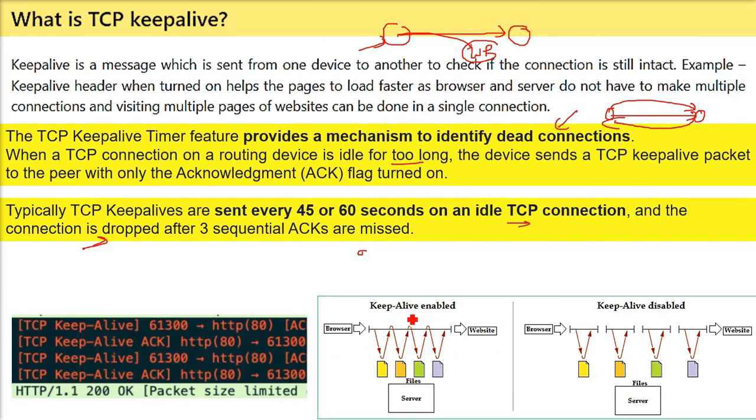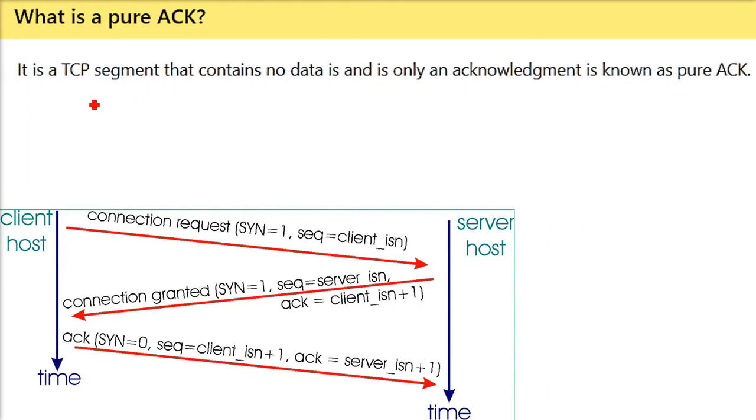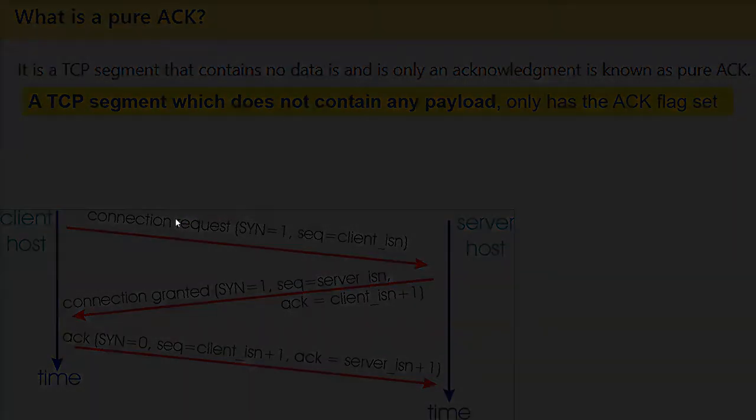And I was telling you about multiple connections between the web and the web browser; this is an instance of that. What is a pure ACK? It is a TCP segment that contains no data; it has only the acknowledgement. This is known as a pure ACK. Every TCP data communication needs an acknowledgement. Sometimes you get the data along with the acknowledgement, piggybacked. A TCP segment which does not contain any payload and only has the ACK flag set to 1 is called a pure ACK.